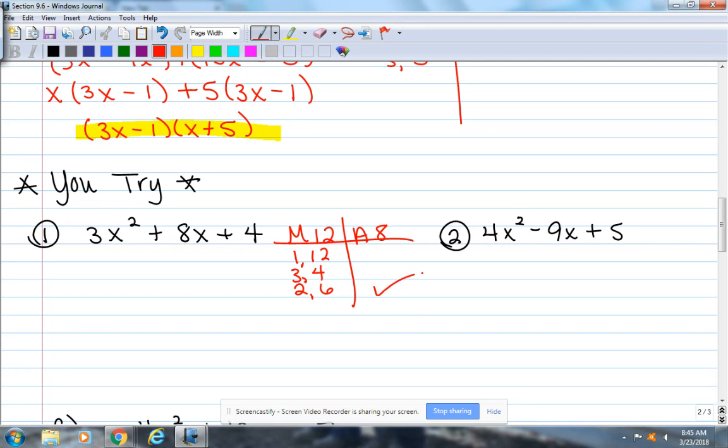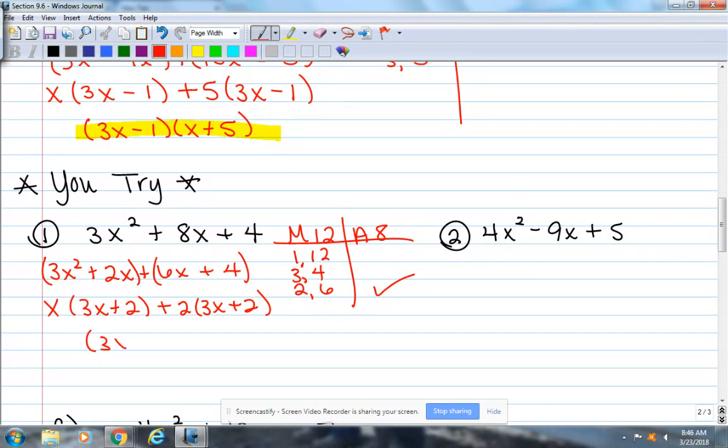And then you did your grouping, and yours might look in a different order than mine, but I'm going to do it like this. So you split the middle, and then you did grouping, right? My GCF on my first group is x, and that leaves me with 3x plus 2. Plus my GCF over here is a 2, and that leaves me with 3x plus 2, and they're the same in both, and so my binomials are 3x plus 2 and x plus 2. Raise your hand if you got those two binomials in either order.